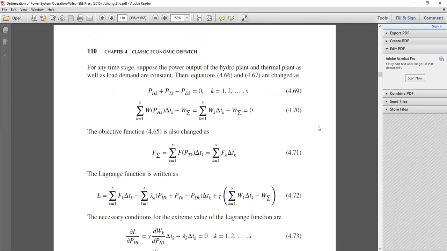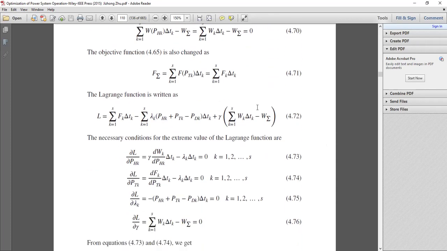So this section was related to the case where no transmission losses were taken into account, and we formulated the Lagrangian and applied the necessary condition, that is the first partial derivative with respect to all these decision variables. Now we are considering different time stages, so k equal to 1 up to s time stages. So all these equations should be satisfied. That means the necessary condition should be satisfied for all of these time stages, k equal to 1 up to s. So we have a number of decision variables because we are now considering each time instance separately.